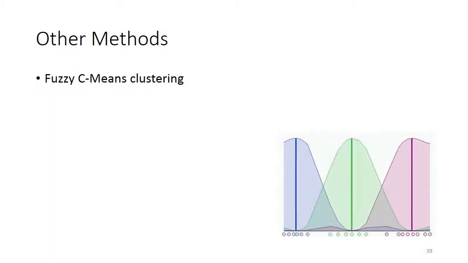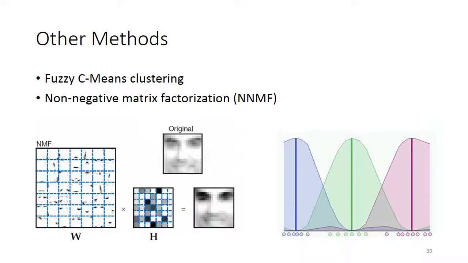Some other methods of clustering or dimension reduction that are often also used with gene expression data are fuzzy C-means clustering, where points often belong to multiple clusters, and non-negative matrix factorization, or NNMF, in which an original matrix is factorized into 2 separate matrices which estimate well the original matrix but lose some of the original data.